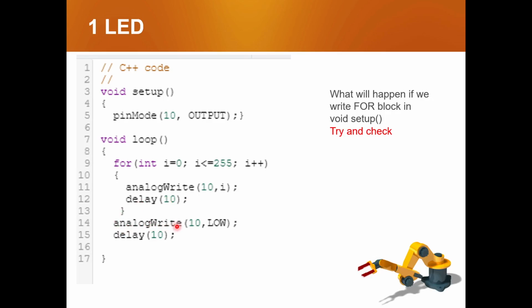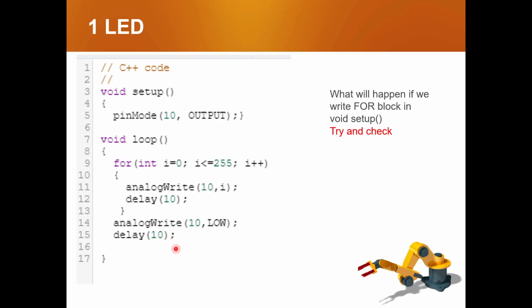analogWrite(10, LOW); delay(10). So this part is an infinite loop. As I told, a loop inside another loop. This is going to be an infinite loop. And this is for analogWrite(10, LOW).